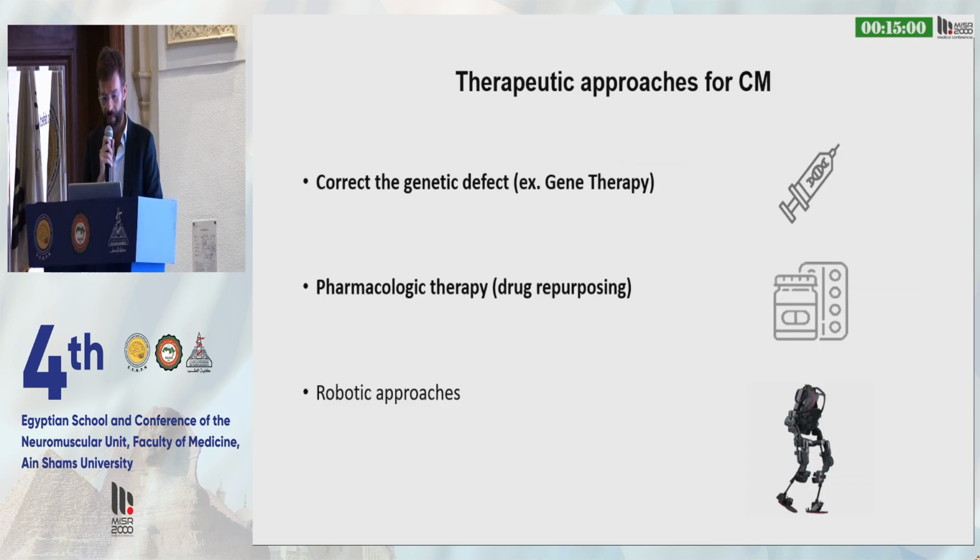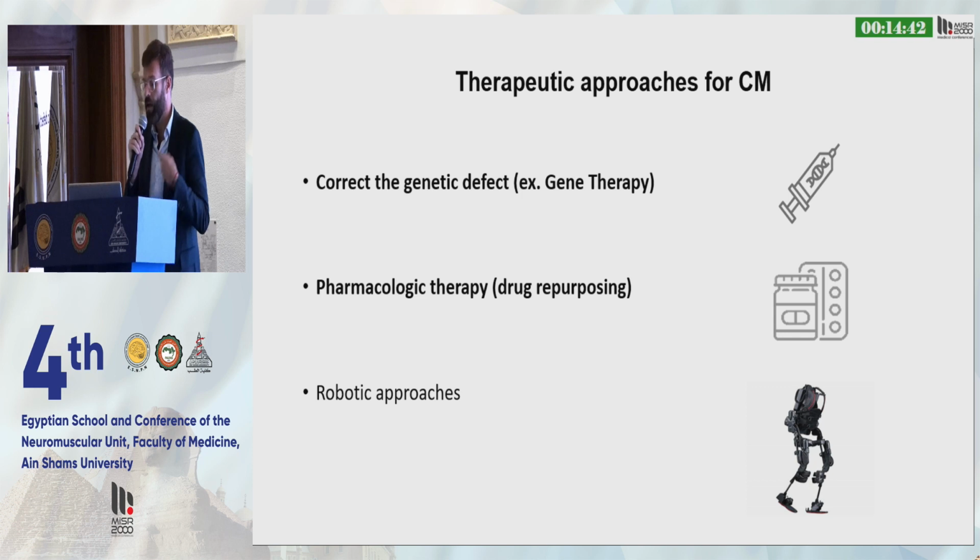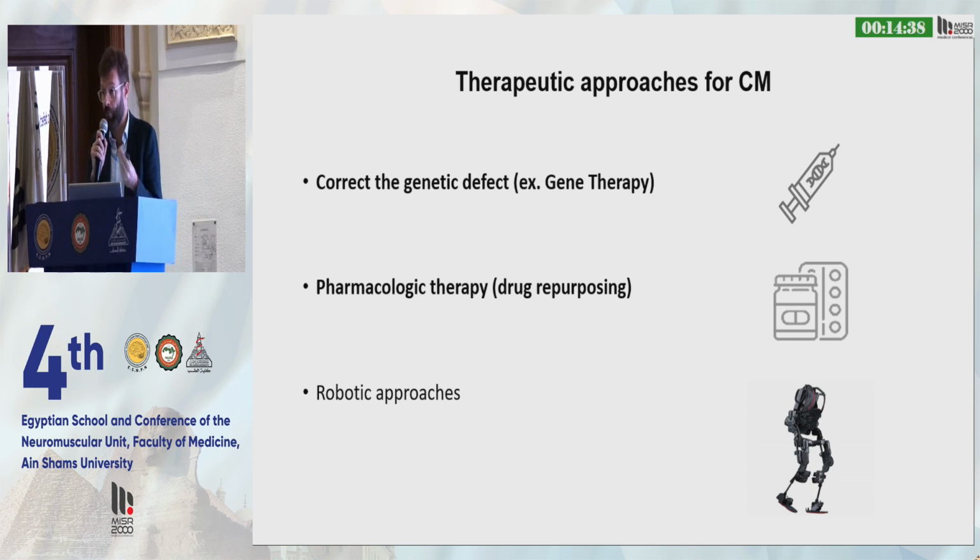But let's go a little bit into therapies that interest us very much. So in congenital myopathy, we have mainly two approaches that have been developed: gene therapy and pharmacologic therapy with drug repurposing. There are also rehabilitation approaches, but these are mainly physical therapy approaches that are applicable to other conditions, so I will not go into them.